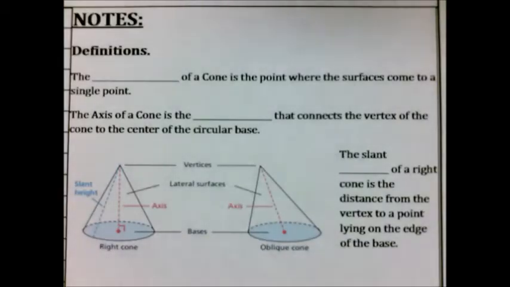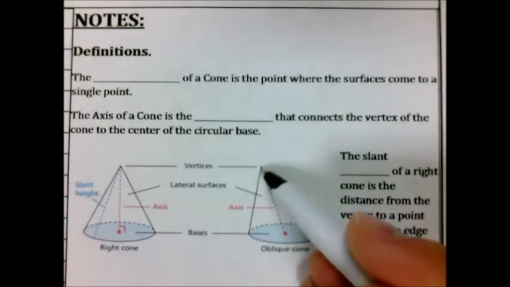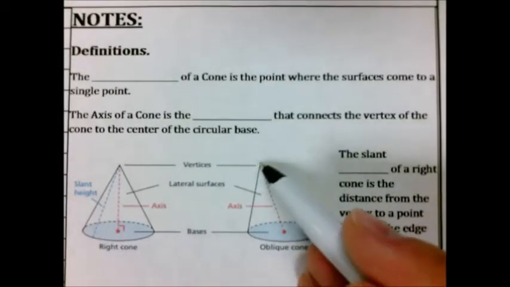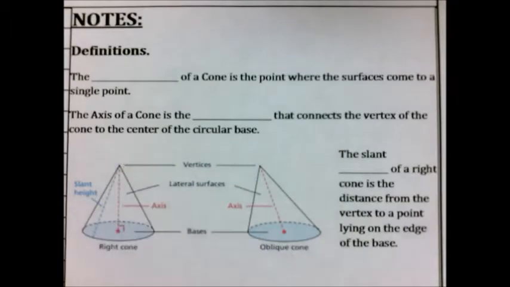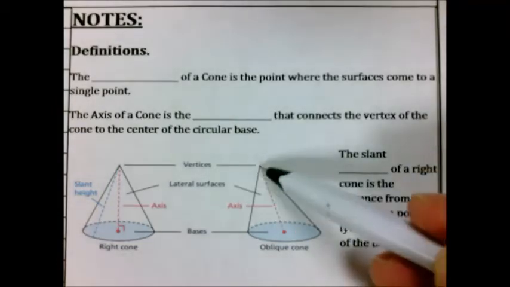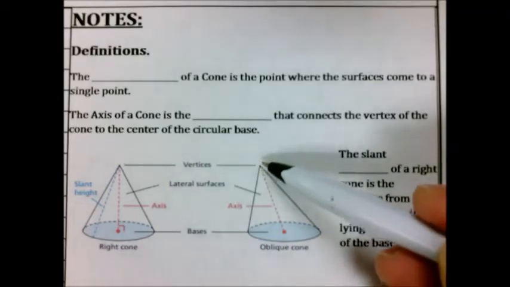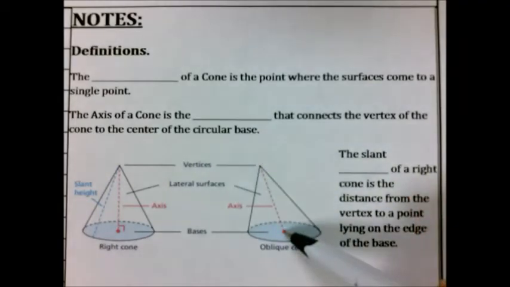So first thing we're going to do is a few definitions, and the first thing we're going to define is the vertex of a cone. That's the point where the surface comes to a single point. The vertex in this diagram is right at the very top of this cone. Now the axis of the cone is the segment that connects the vertex of the cone to the center of the circular base. It goes right down to the center.